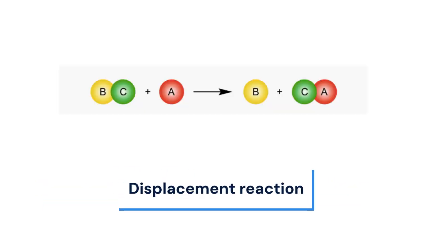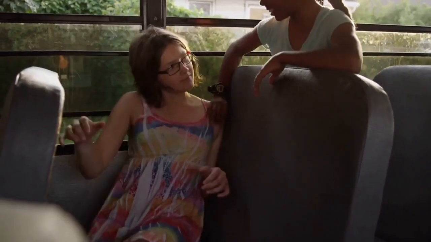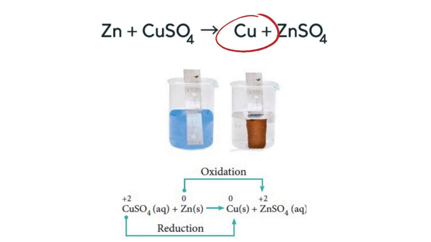A displacement reaction happens when a more reactive element replaces a less reactive element from its compound. Imagine a stronger player pushing a weaker one off a seat. For example, if we put zinc metal into a copper sulfate solution, zinc replaces copper because it is more reactive. The copper gets displaced, and zinc takes its place.